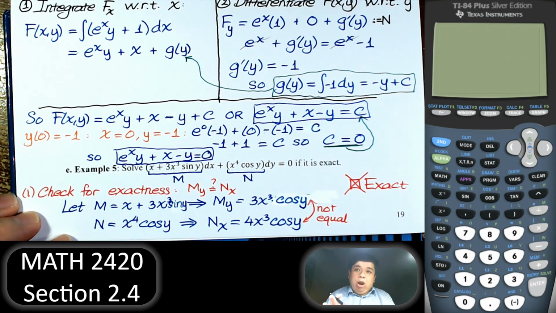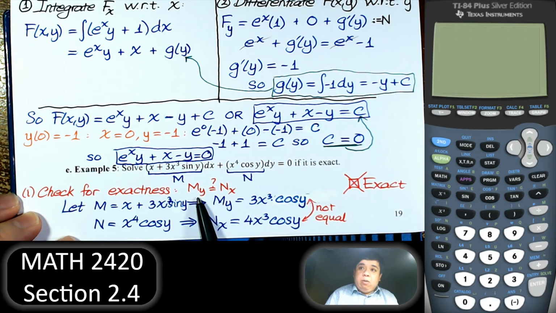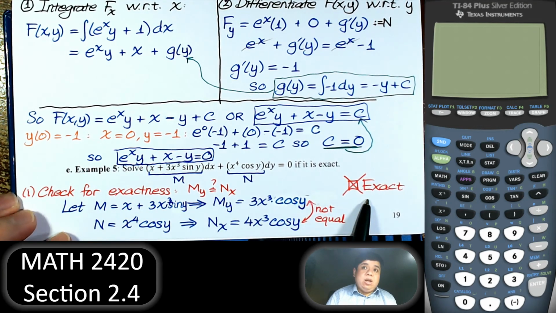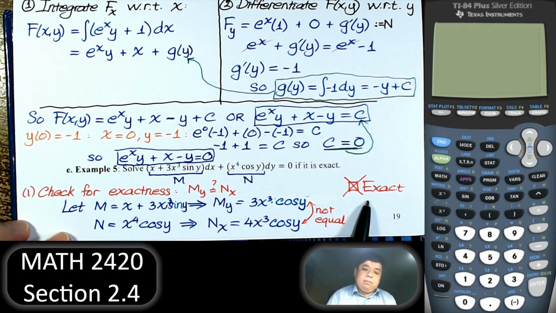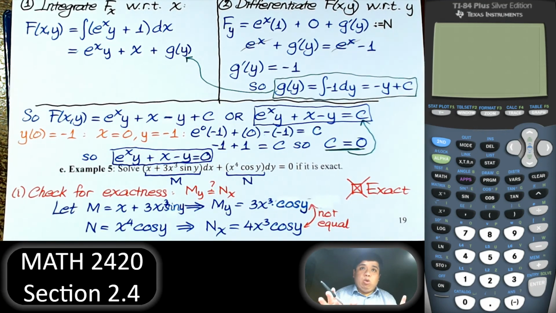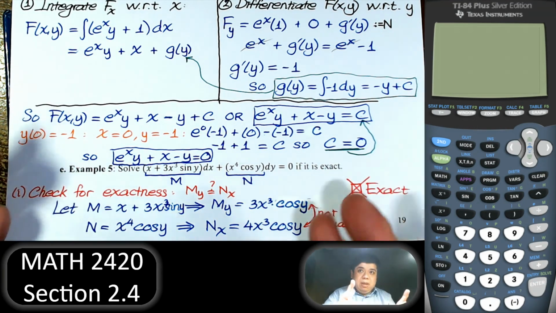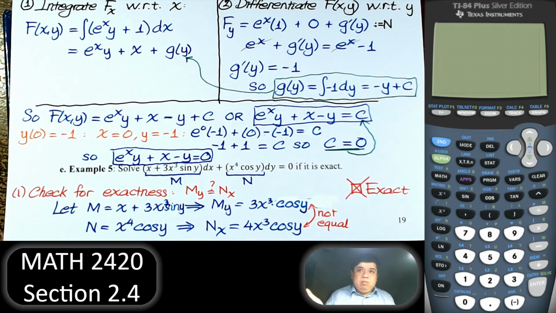Sorry, the program crashed at the last minute, so I just have to record the last minute again. So once again, the derivative of m with respect to y is not the same as the derivative of n with respect to x. In that case, the equation is not exact. So we'll not be able to solve it using this method. Of course, there might be a way to solve it, but that's only during this section.